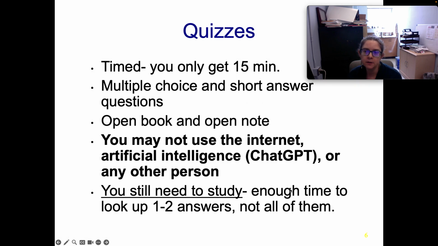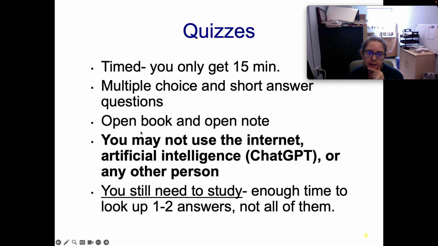Okay, so I want to give you some more about the quizzes so you know what to expect. The quizzes are timed. You're going to get 15 minutes. They're going to be a mix of multiple choice and short answer questions. They are open book and open note. However, this 15 minutes means that you do not have time to look up every single answer, okay? So you do still need to study.